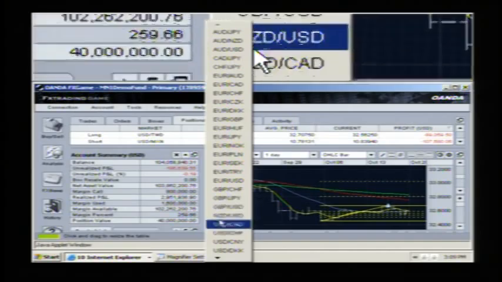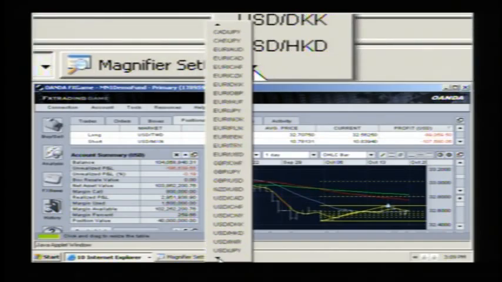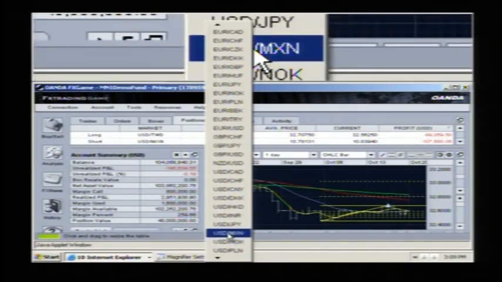Is that a breakaway gap then, Michael? No, there's no gaps there, but I'll show you what a breakaway gap looks like later.